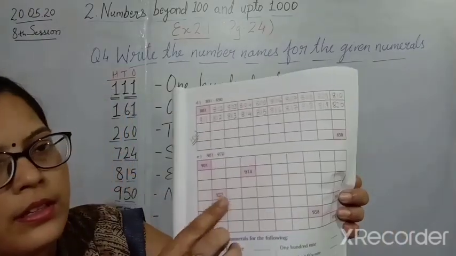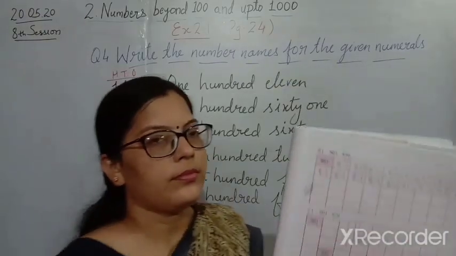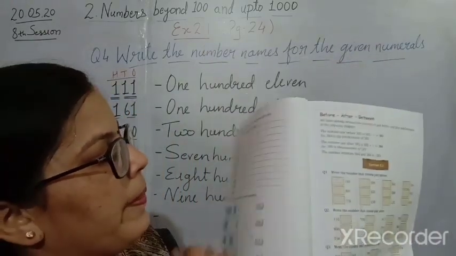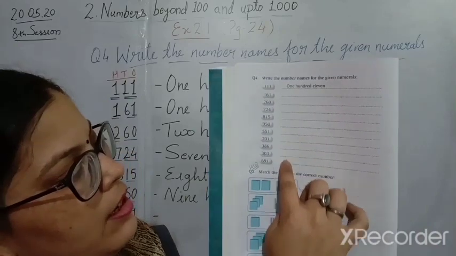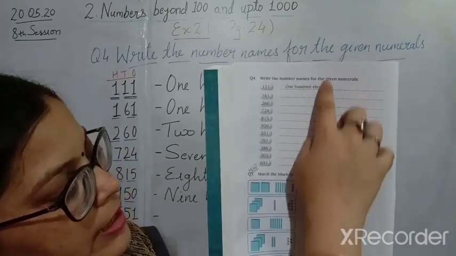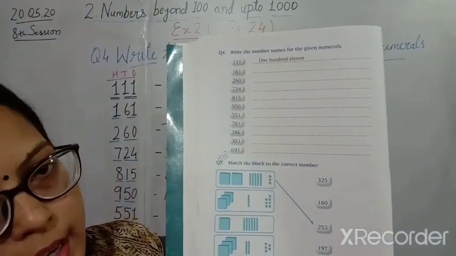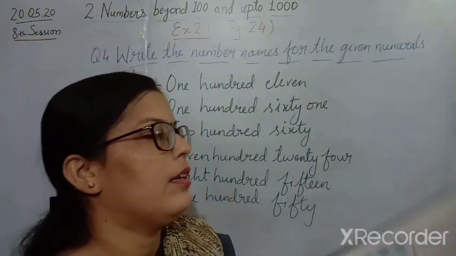One is this one, and this question was given in homework. Then from 551 to 691, write the number names, and you have to match these blocks with the correct number.